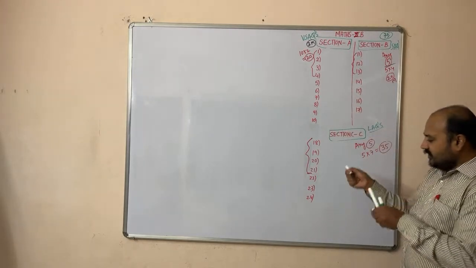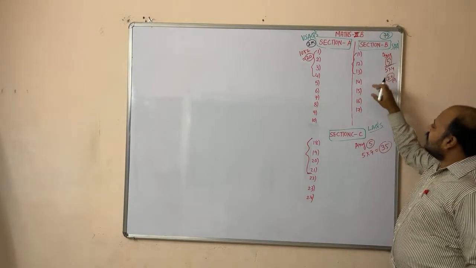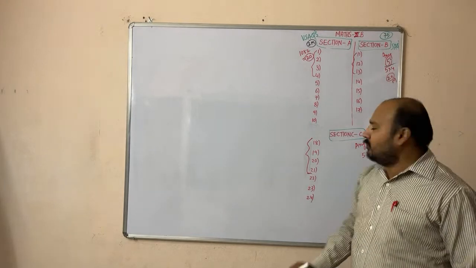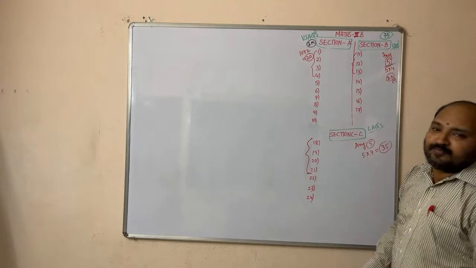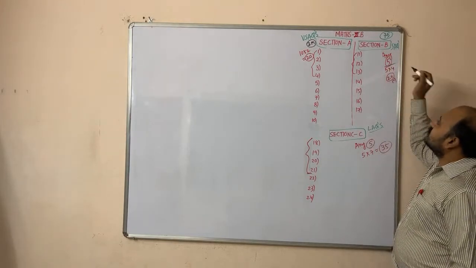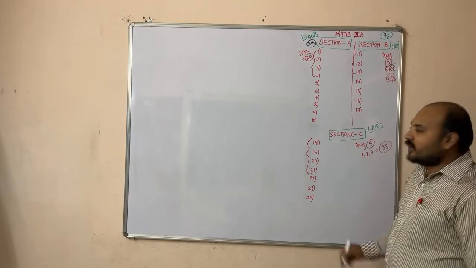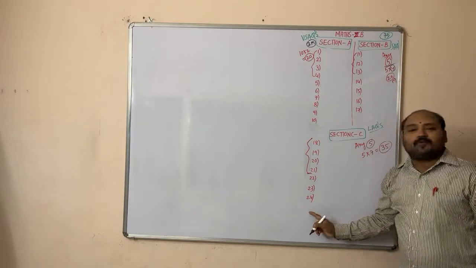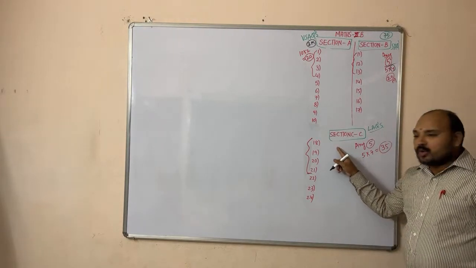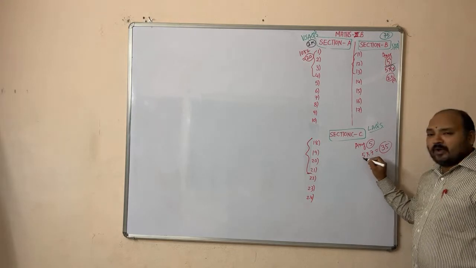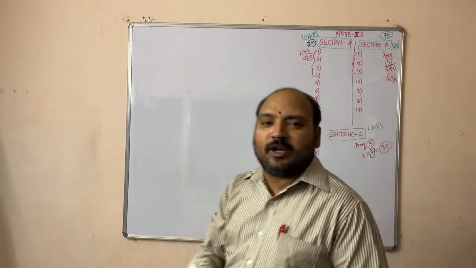Now, in Section B, short answer type questions, from question number 11 to question number 17. Out of 7 questions, we need to attempt any 5. Each carries 4 marks, 20 marks. In Section C, from questions 18 to 24, each carries 7 marks. Here also, out of 7, any 5 we have to write. Each carries 7 marks.